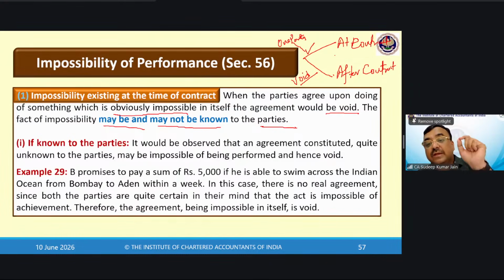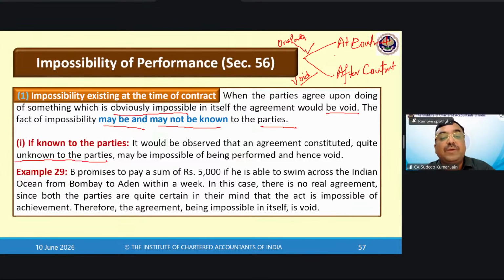But something to be noted. If known to the parties, it would be observed that an agreement entered into, quite known to the parties, may be impossible of being performed and hence void. So if the parties know that performance of the contract is impossible, even then they are entering into the contract, the contract is void. See example 29.